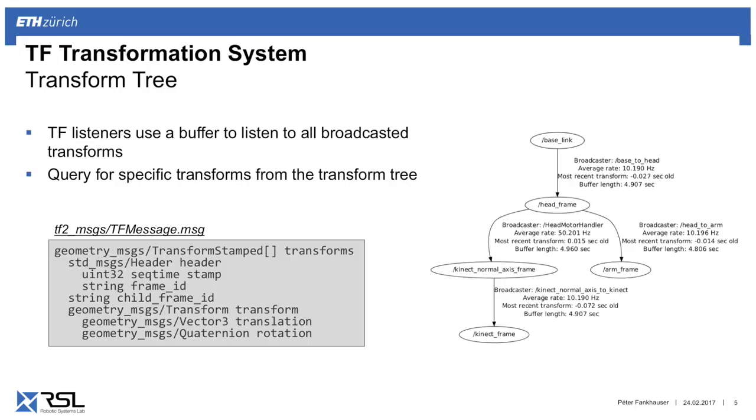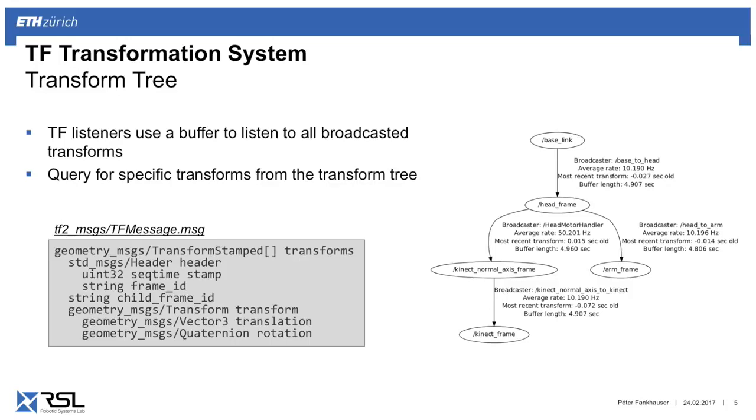When you work with TF, you're going to load a TF buffer, which subscribes to the /TF and TF static topic, and internally buffers all the information such that you can do math with it. So you query the transformation that you want from this buffer tree.